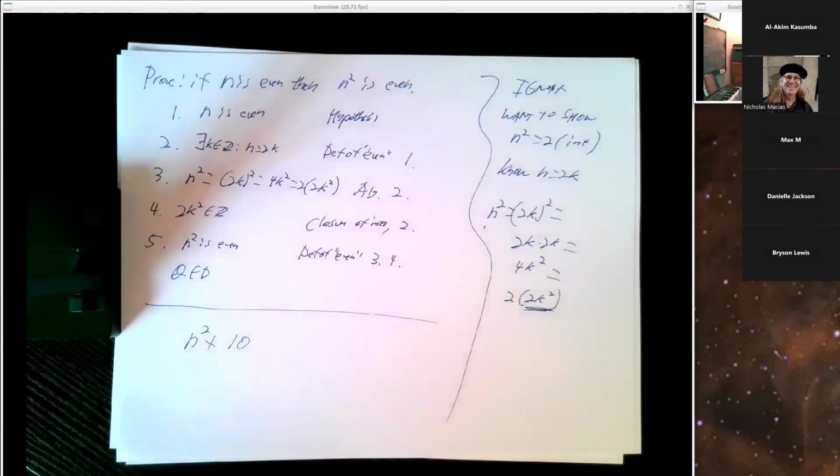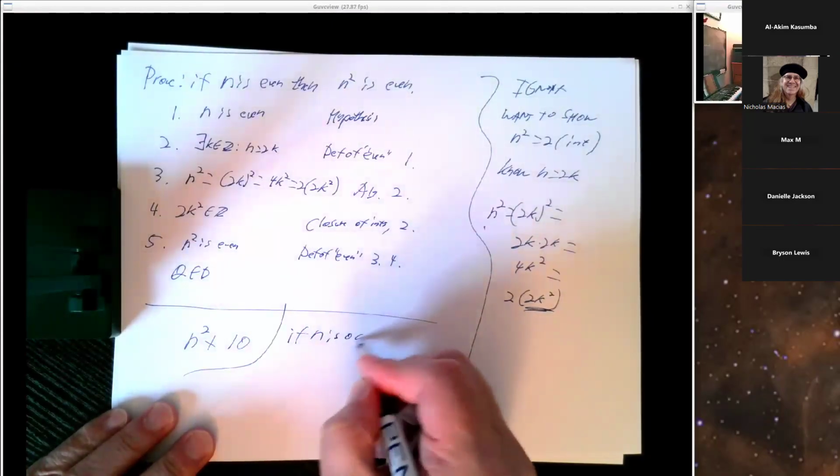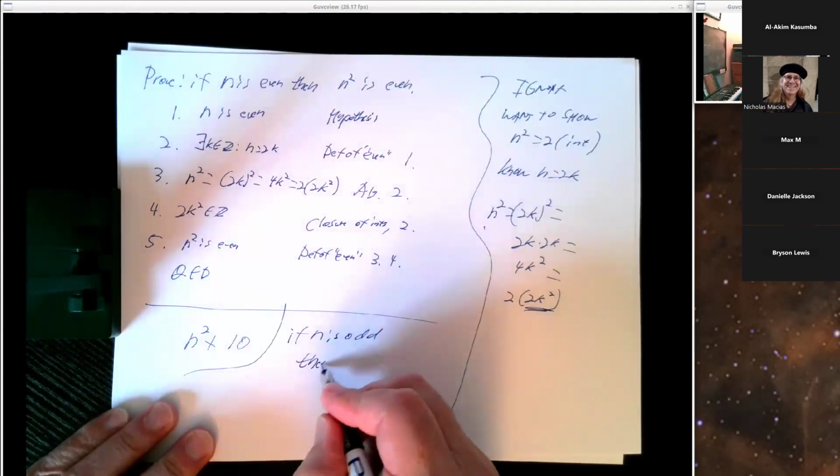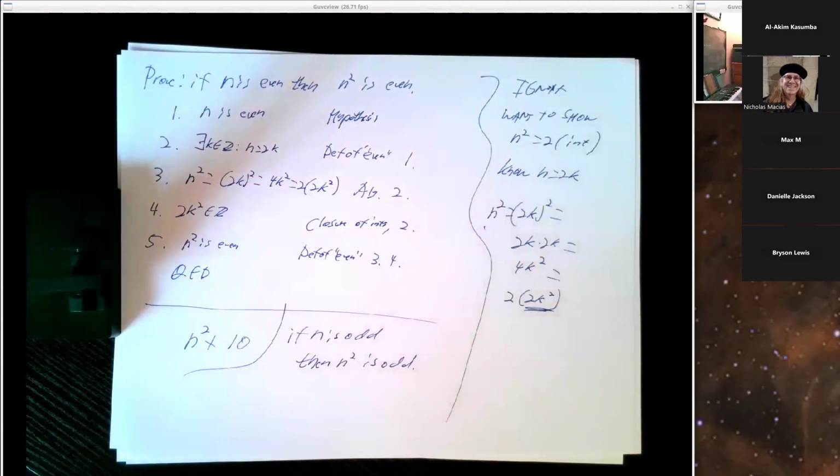We can also do things with odd numbers. If n is odd, then it turns out n squared is also odd. And we can do that with a direct proof. And that's a good exercise to kind of get your own practice doing steps like this. All right, so we'll leave it at that for now.